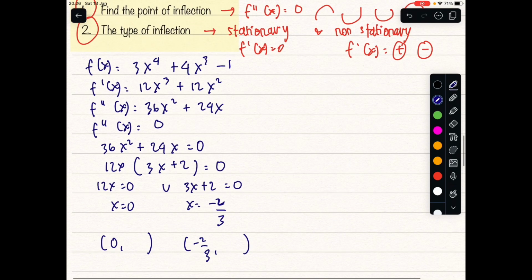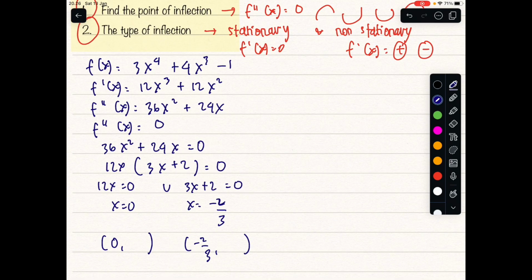We input the 0 and the negative 2 over 3 into, okay, pay attention to this. Can you see the pink arrow? To the real function. And I think for x equals 0, it's easy, yeah? So you input it in the f(x), the real function, and we get 0, and then the y is going to be negative 1, okay?